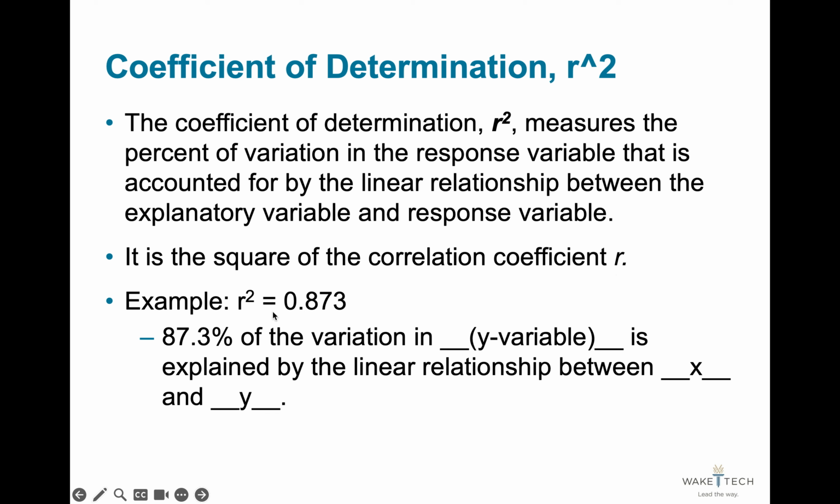So if we had R squared as 0.873, as a percent, that's 87.3%. So we would say 87.3% of the variation in whatever y variable we're talking about is explained by this linear relationship between x and y. The higher that percentage is, the better your linear model is explaining the relationship between that x and y variable.